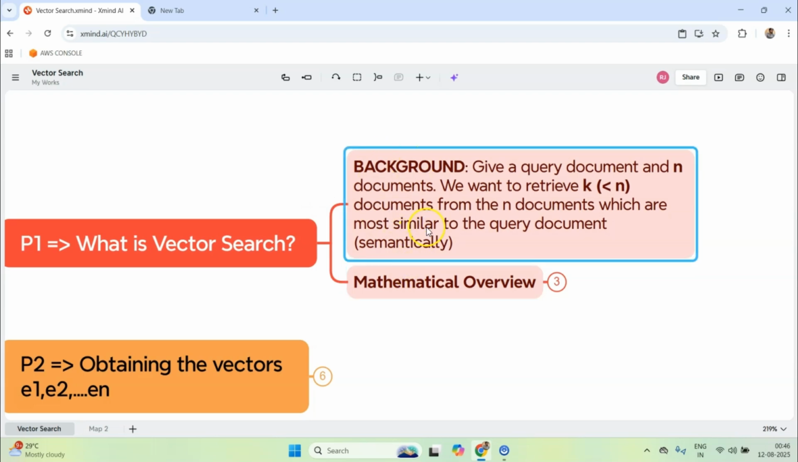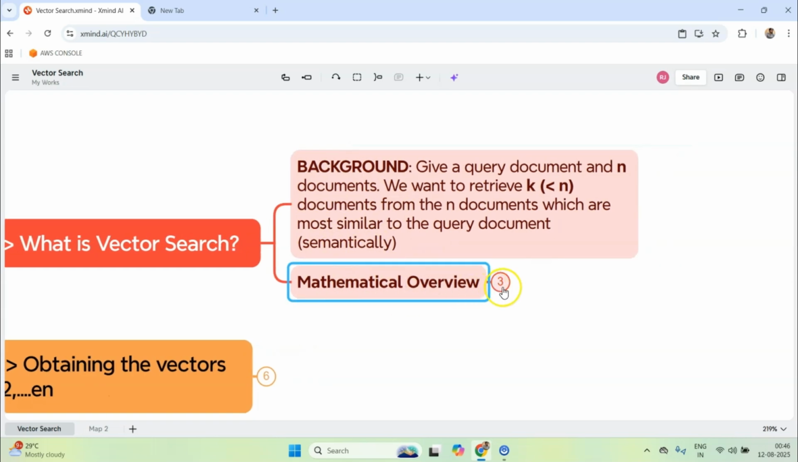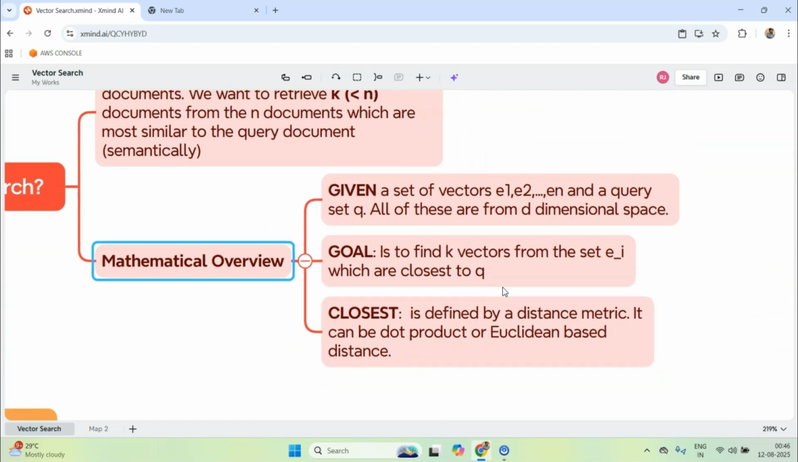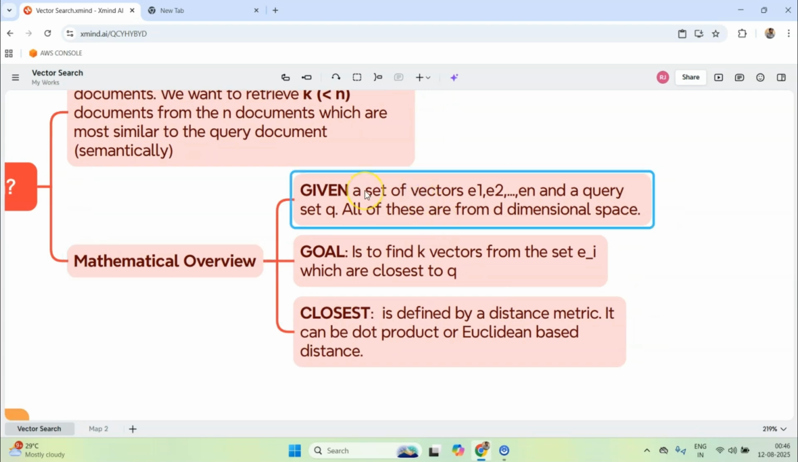Now I will take this background and I will convert this problem into a mathematical problem. Okay, so now if I look at this problem, what do we have right now? What do we have as a given? So we have a set of vectors. Now how many vectors are we talking about? We are talking about n vectors. So we have a total of n vectors, and that is e1, e2, ..., en.